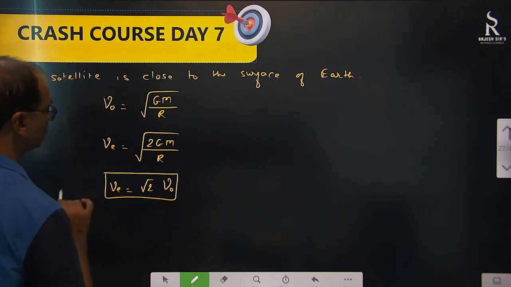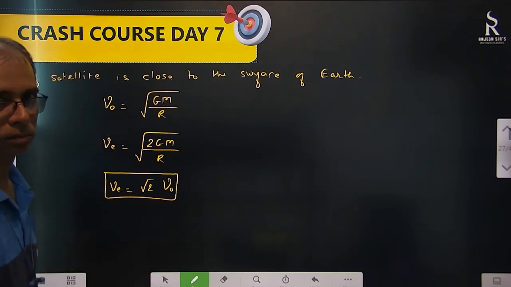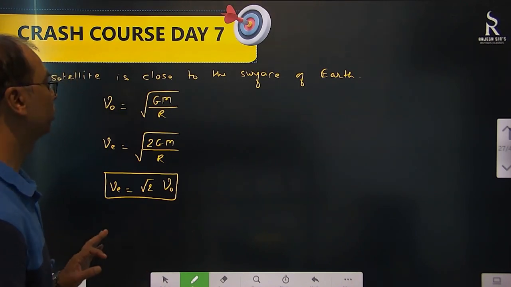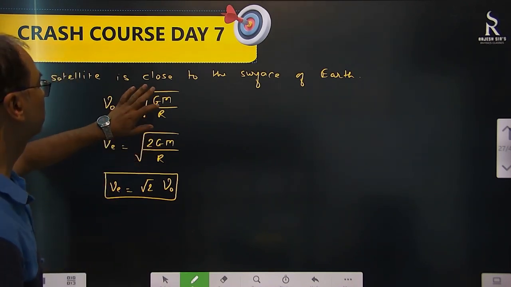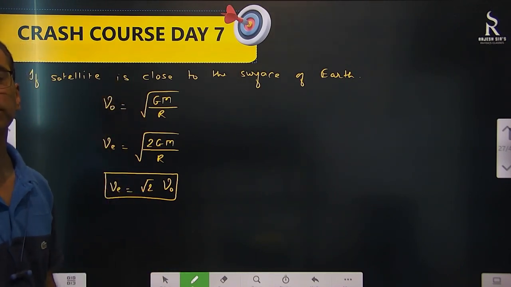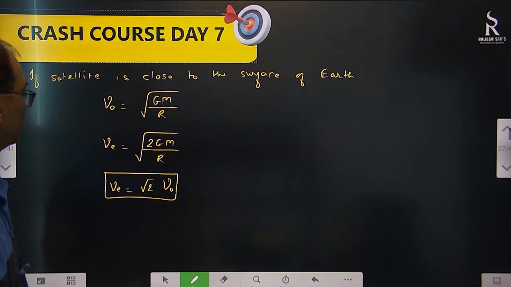Remember that this relation is not always true. So be careful. If the radius is equal to the radius of the Earth, then only you can use it. Otherwise, we should not be using it. Okay, so this is it.